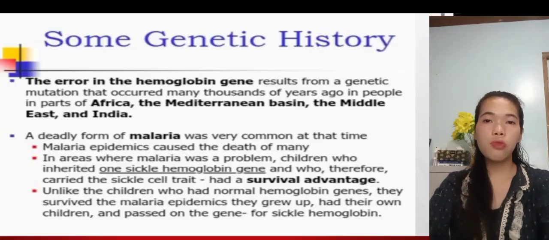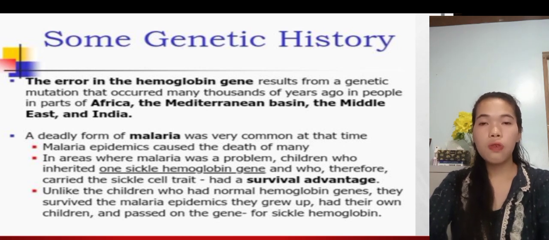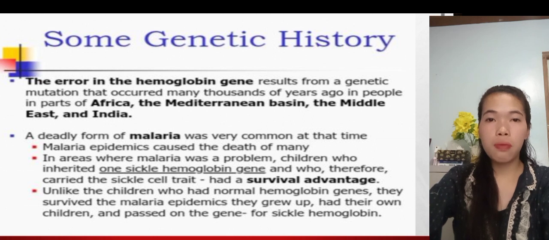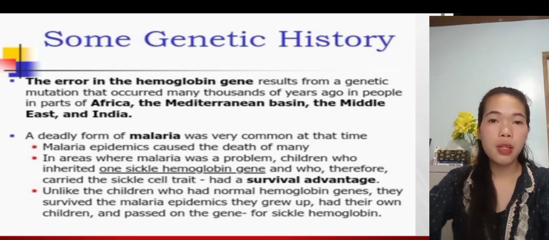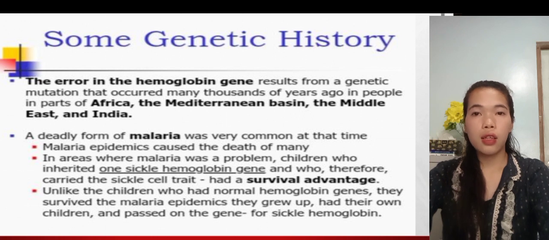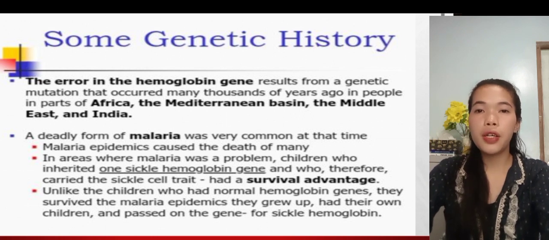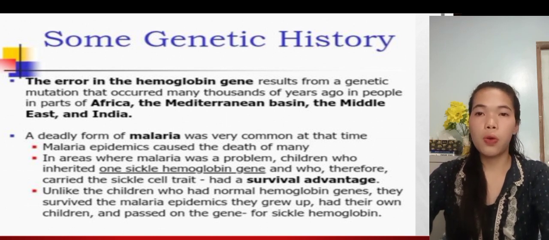Then the next is some genetic history. The error in the hemoglobin gene results from a genetic mutation that occurred many thousands of years ago in people in parts of Africa, the Mediterranean basin, the Middle East, and India. A deadly form of malaria was very common at the time. Malaria epidemics caused the death of many people.